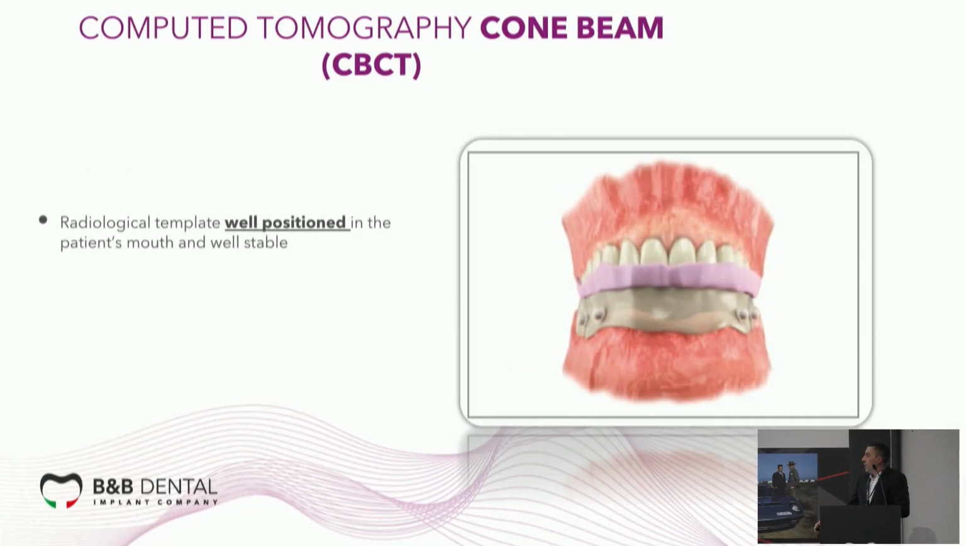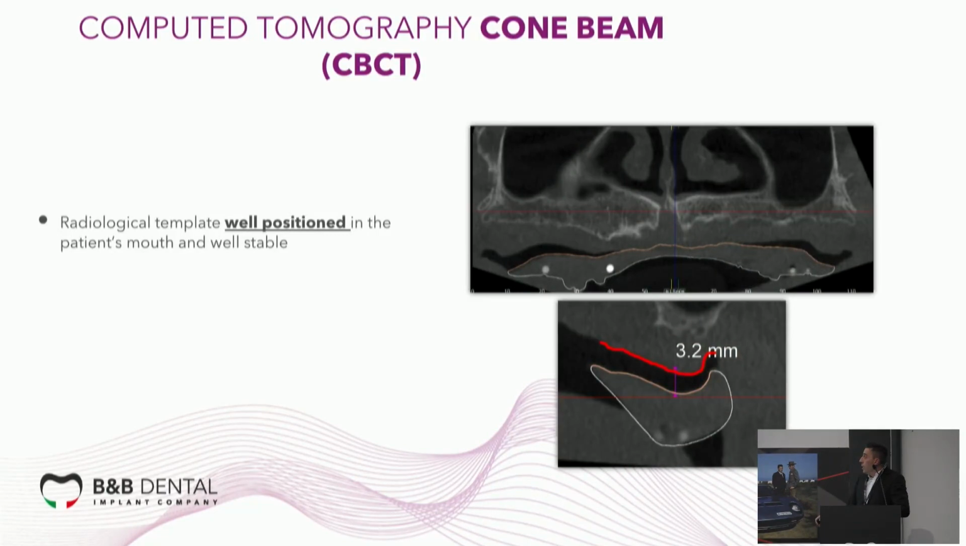The radiological template must be well positioned in the patient's mouth and well stable. This is very important, because if the template is not put in the right position, it could be a very big problem, because this is the result. This is the gap between the radiological template and the gingiva. This is the black line, and a black line means that you have to perform the CBCT again, because in this case the radiological template is not in the proper position, and it's a big problem.